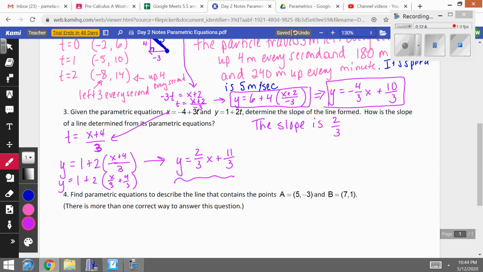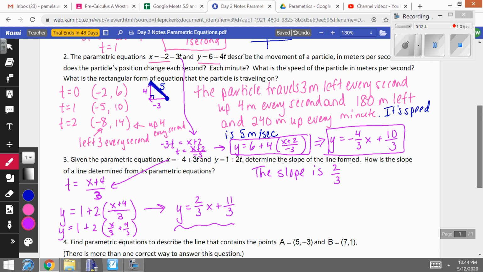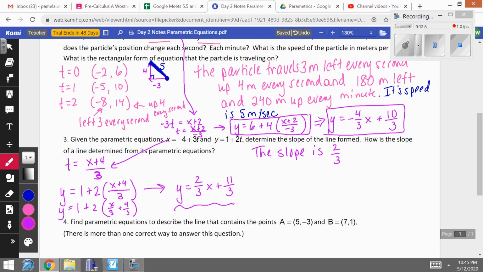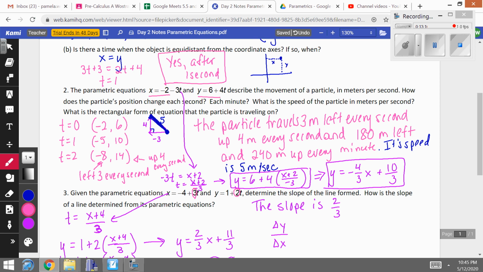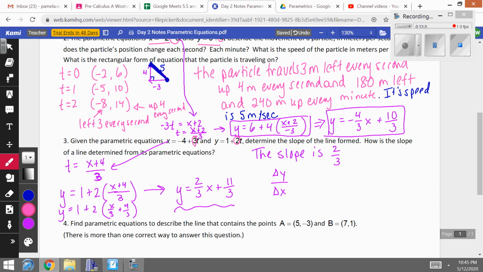Think about how this relates to our equations. Go back and look at the one that we had just done as well. We know slope is the change in y over the change in x. If you look at the coefficient of the t on the y equation and the coefficient of the t on the x equation, notice that's really what our slope ends up being. Go back and look up at number 2. Again, notice the coefficient of the t on the y equation and the coefficient of the t on the x equation there. So that's really what we're thinking about here.